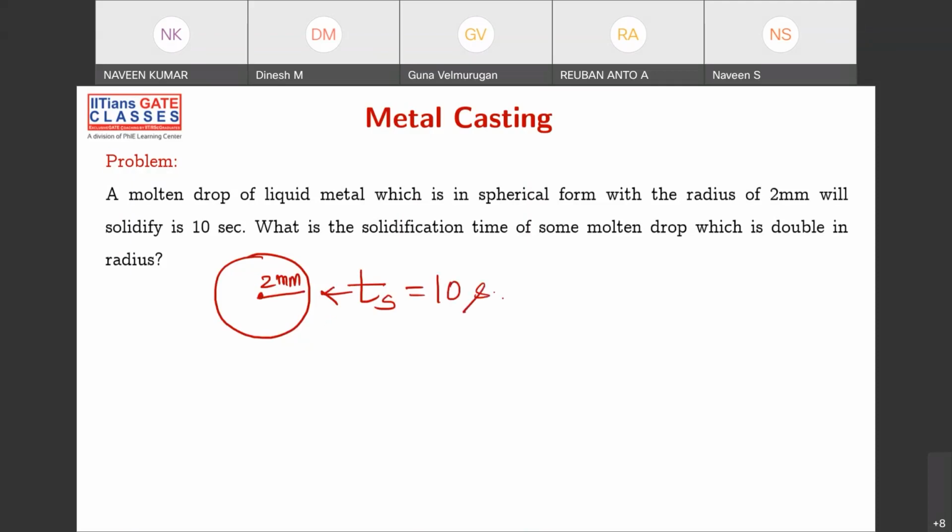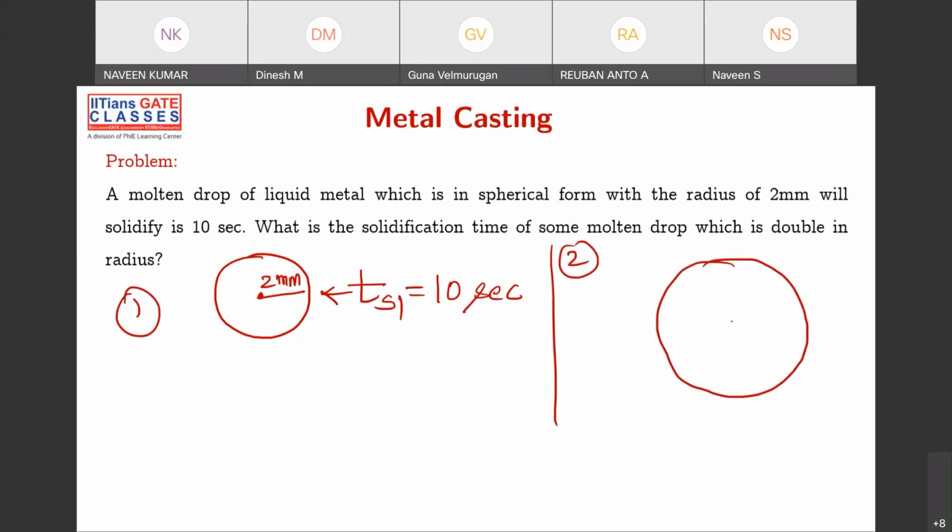In 10 seconds, it will get solidified from liquid to solid. And what is the solidification time of some metal molten drop which is double in radius? They are saying that there is another case. Let's say this is case 1. There is another case where your molten liquid drop is double, if it is 4 mm. They are saying, what will be my solidification time?